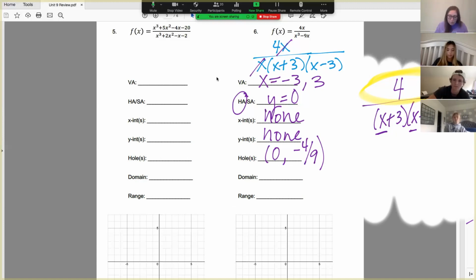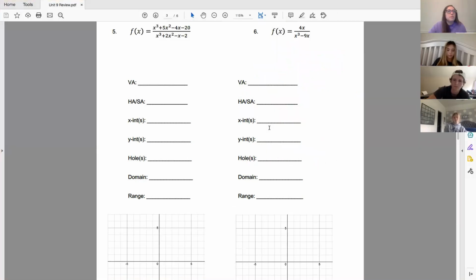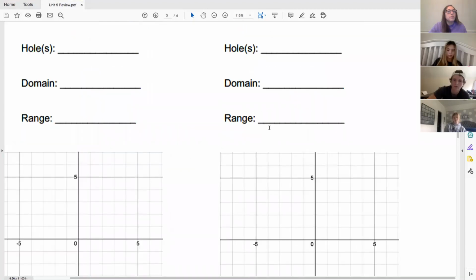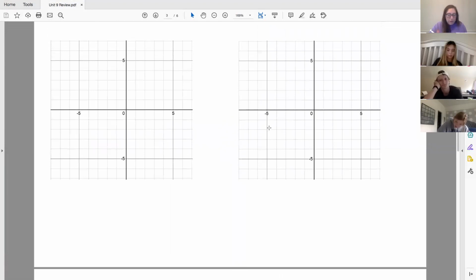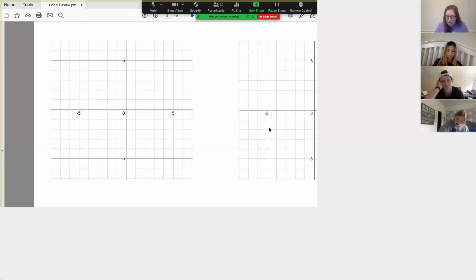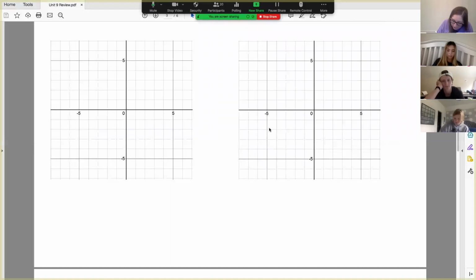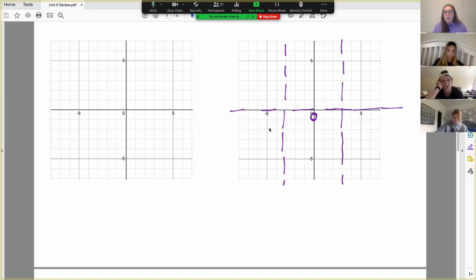So when I get to the point of graphing it, I'm going to scroll down a little bit. All I really have is this hole at 0, negative 4 over 9, and these vertical and horizontal asymptotes. So I have nothing else that I can graph on here. I've got no idea what's going on.